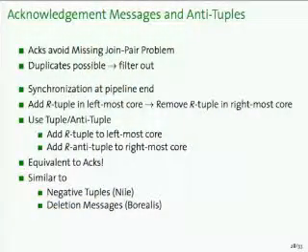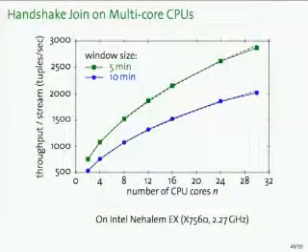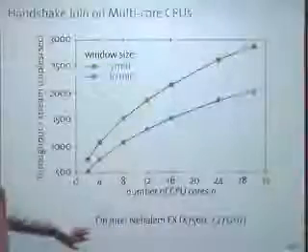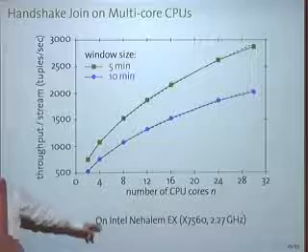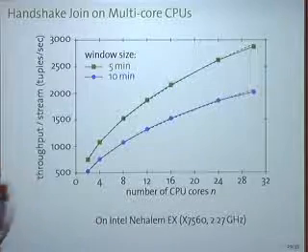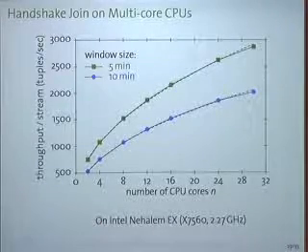And this is sort of equivalent to Axe, and this has been done in other systems like the denial system with negative tuples or deletion messages. And so here's the data on a machine. We run it on an Intel Nehalem EX. This is an 8 cores per die machine. We have four dies in one box.